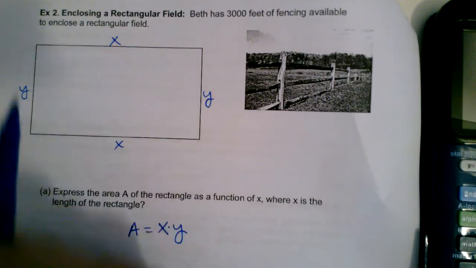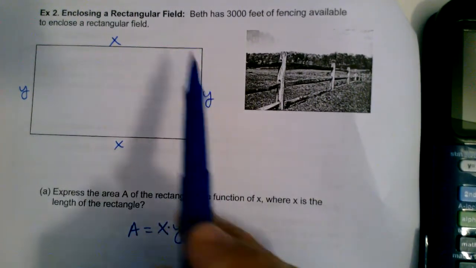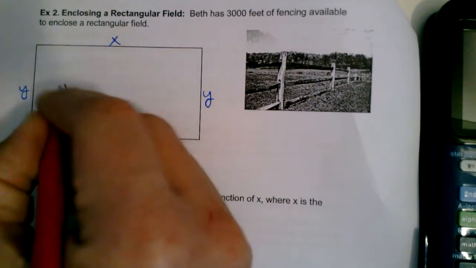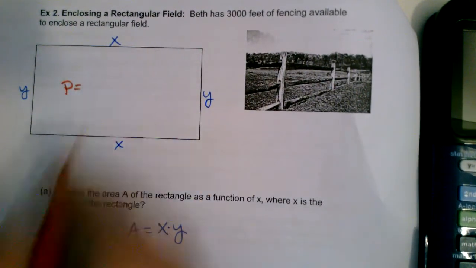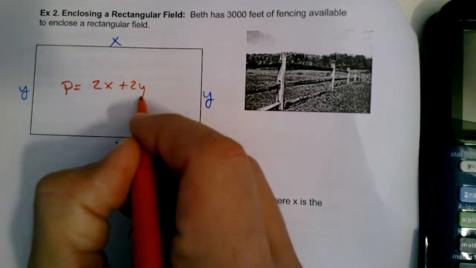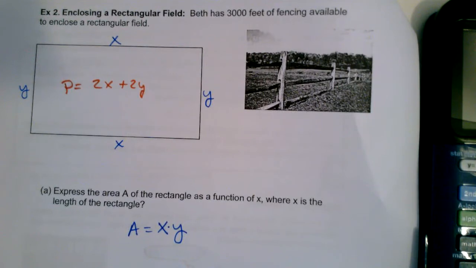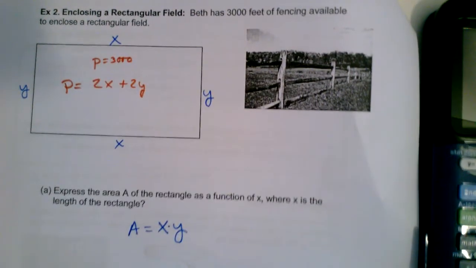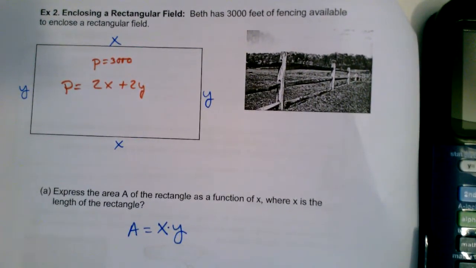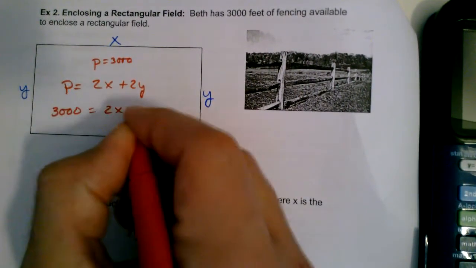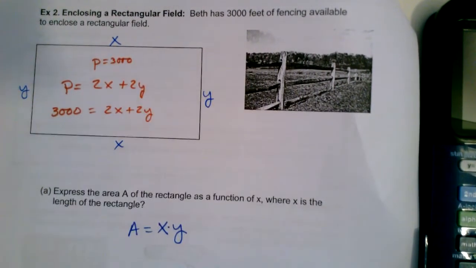Okay, well, when we're talking about enclosing an object, in this case, we're talking about perimeter. So perimeter of this guy is adding up your x's and your y's. I've got 2 x's and I've got 2 y's. You guys agree with perimeter? Okay. Well, we know P is 3,000. I know that's how much fencing I have. So really the equation I have now is 3,000 equals 2x plus 2y.